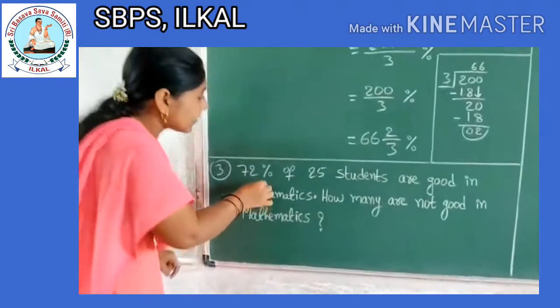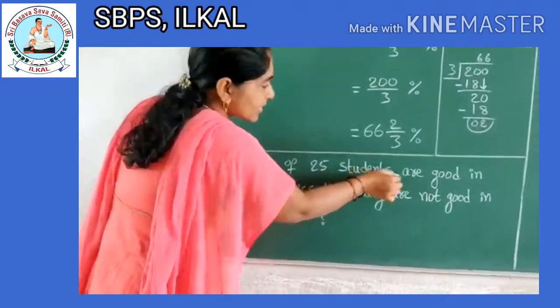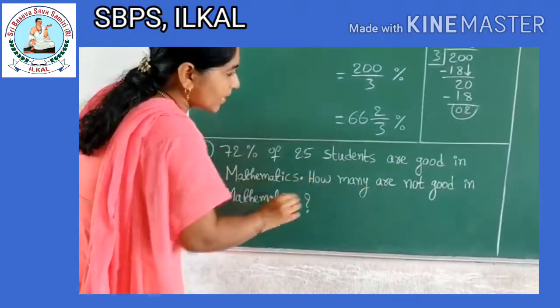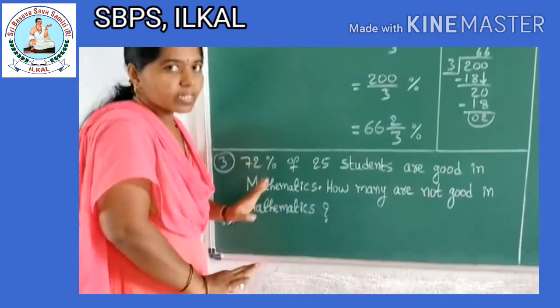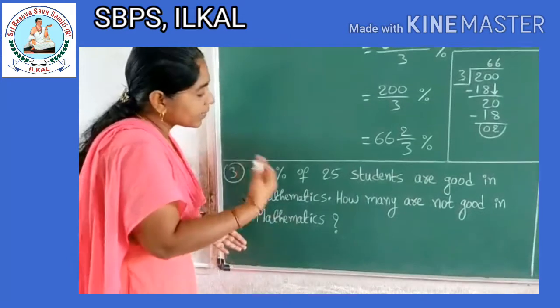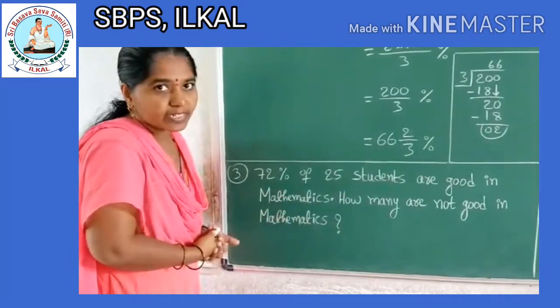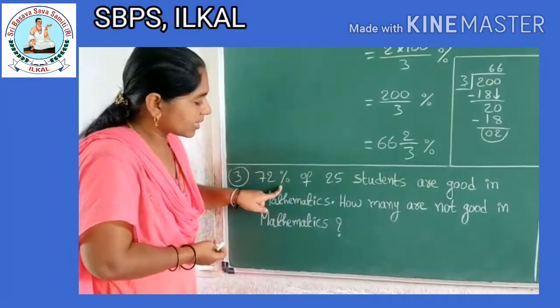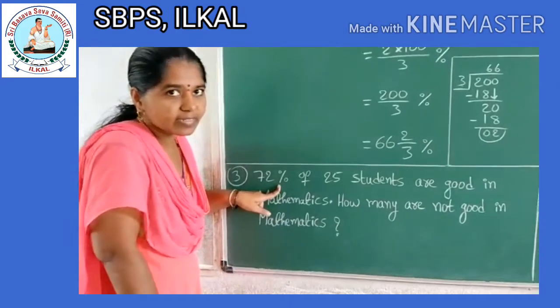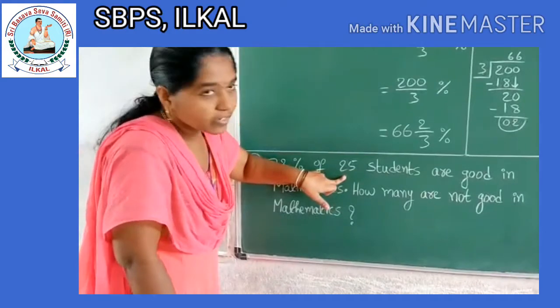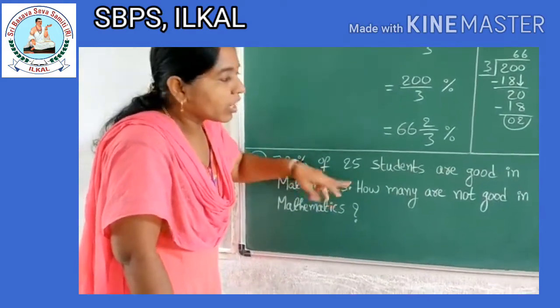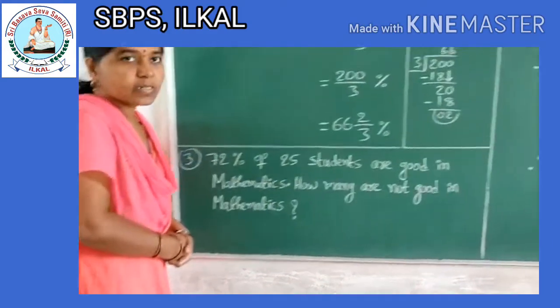Next one. 72% of 25 students are good in mathematics. How many are not good in mathematics? Here 72% students are good in mathematics. Remaining, in 100, if you subtract 72, how many will remain? That much percentage of students were not good, we can consider. They may be good in any other subject. Total number of students are 25. In 25, how many are not good? We are going to find.